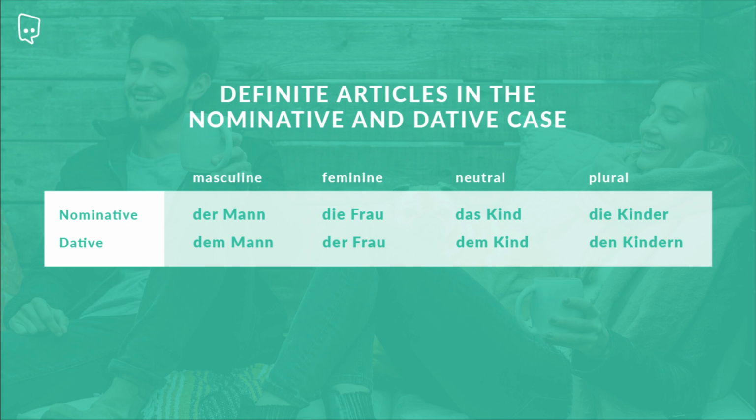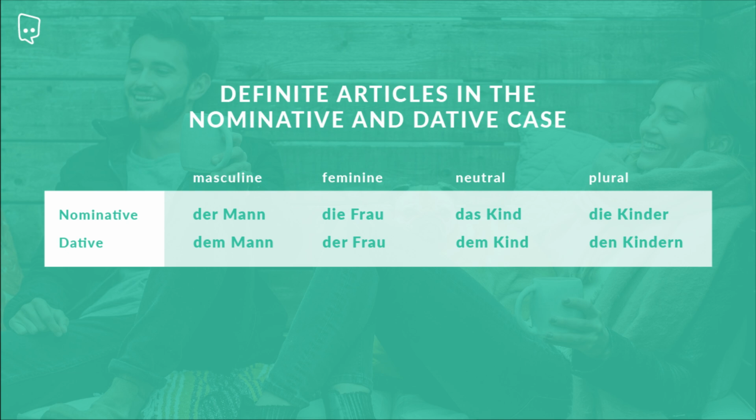The first row shows you the nominative case. Der Mann. This is masculine. Der is the masculine article. Feminine would be die Frau. Neutral, das Kind. And plural, die Kinder. You're going to have to memorize those articles. Those are really important.